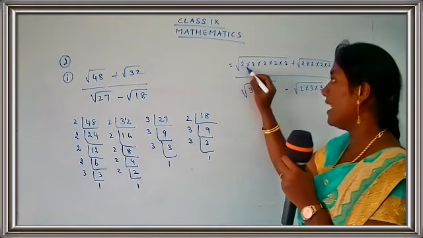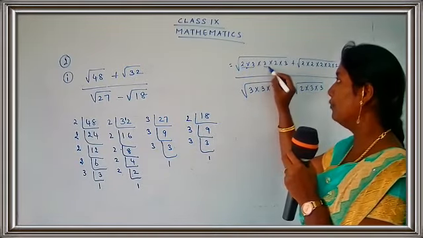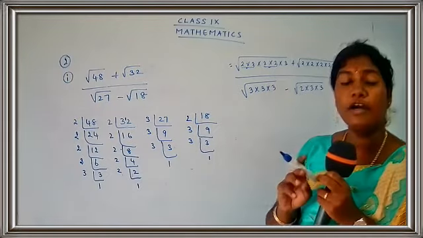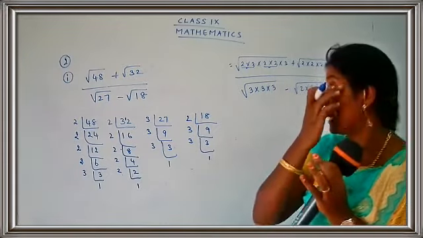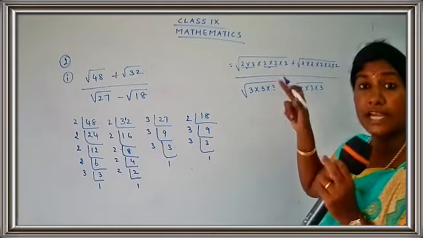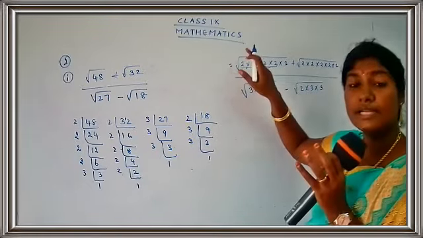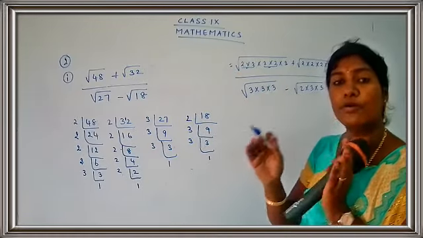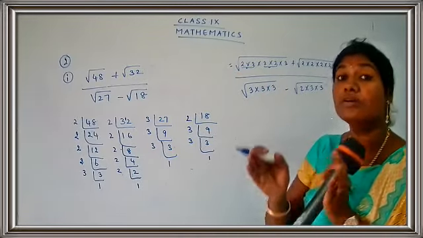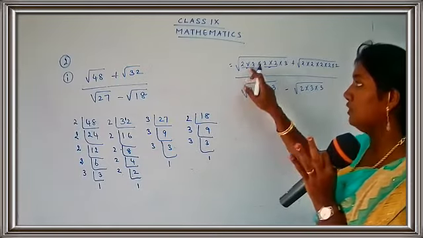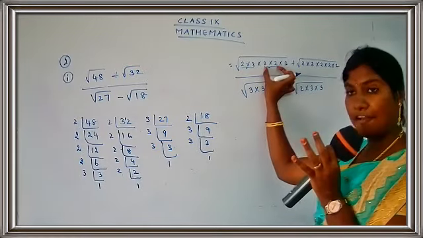See, I am going to pair this 2. And remember, when you pair, you should take the same numbers. I cannot pair 2 and 3 because they are different numbers. I have to pair the same number. So what is the root index? The root index is 2. So you are going to pair two same numbers at a time. So 2 into 2, I have paired. Again, I have paired.